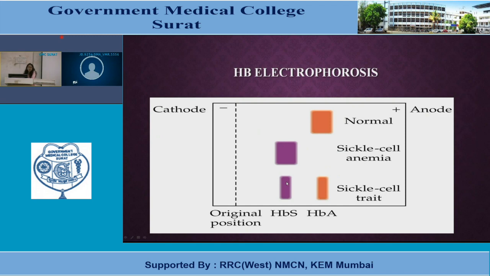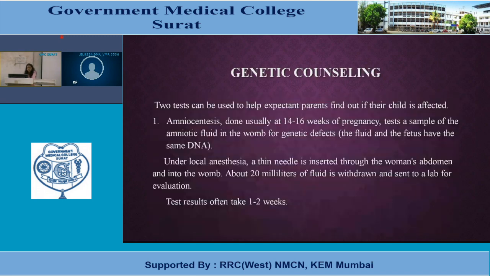Okay. Thus, this is how we diagnose sickle cell anemia. Now, what can we do to prevent it? We can basically diagnose through antenatal counseling and genetic counseling also, so we can diagnose as early as possible. There are 2 tests that can be used to help expectant parents find out if the child is affected or not. Likewise, if both parents have sickle cell trait, they have a 25% chance of having a sickle cell anemia baby, 25% a normal baby, and 50% a sickle cell trait baby.